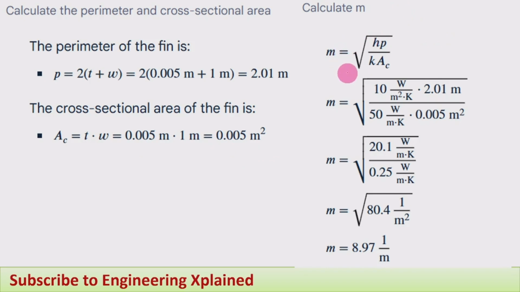Then calculation of m. We know that m is under root of hP by kAc. H we know is 10, perimeter is 2.01, which we have already calculated, K is 50 given in the numerical, and Ac is 0.005, which we have calculated. After the calculation, 20.1 by 0.25, that is 80.4 under root, and m will be 8.971 per meter, or m raised to minus 1.